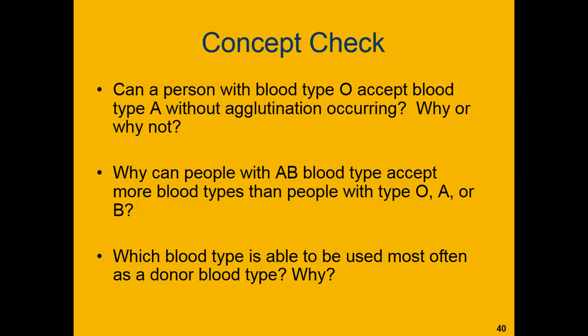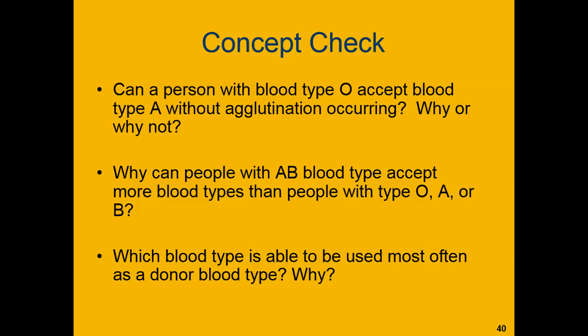So class, concept check. Can a person with type O blood accept A without agglutination occurring? Why or why not? Also, can people with AB blood type accept more blood types than people with O, A, or B? And then finally, which blood type is able to be used most often as the donor blood type, and why? So this is kind of a meaty concept check question. Go ahead and rewind the video to get me an answer, or you can pause the video and check your textbook or check your notes. 5, 4, 3, 2, 1.